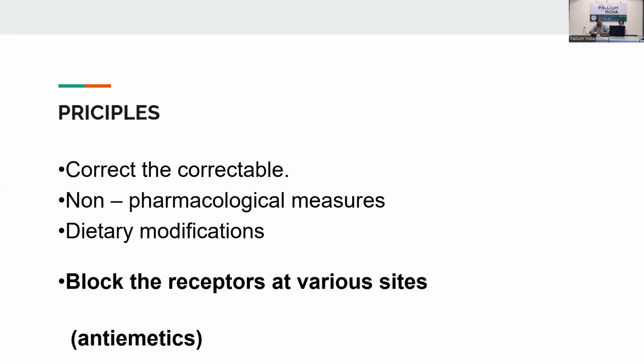Like the principle we tell every time, we should correct the correctable. Sometimes, if the patient has a very big infection, try to control it with antibiotics. Certain things we can control, that's what correct the correctable. Now coming to non-pharmacological and dietary modifications. Before jumping on to the medical management, we'll do some non-pharmacological methods which you can learn. These are very important for you. You can tell them some small techniques to reduce the nausea and vomiting.